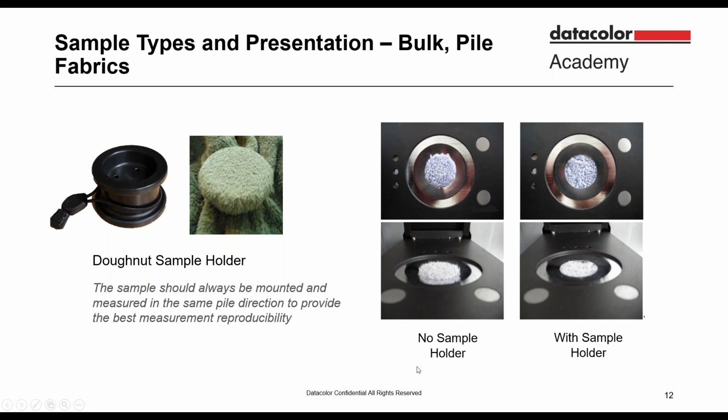On the right, you can see without a sample holder, and once we place a sample using the donut holder, you see the presentation of the sample is now much more uniform. So this type of material will still require multiple measurements with rotation because of the texture.